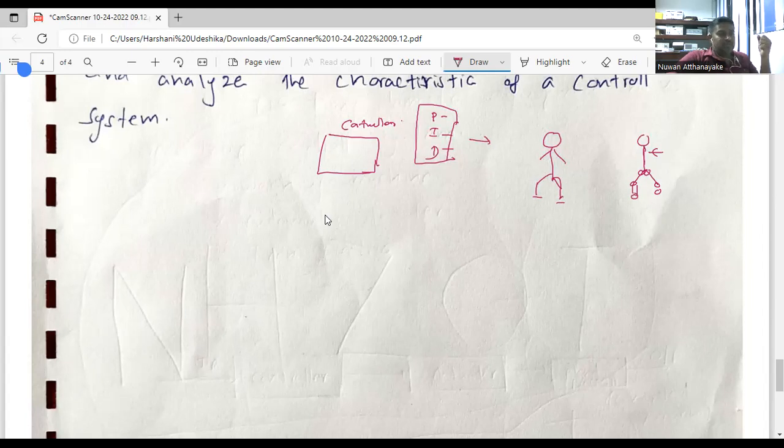Okay, so if a robot wants to walk, we have to measure the unnecessary forces first, and then we have to put the opposite forces to cancel them.